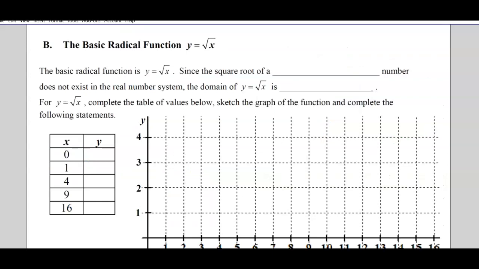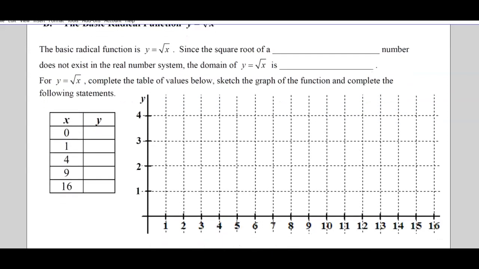So there's your base graph. Root x. Gotta know it just like you did for y equals x squared. You shouldn't have to plot a table of values. There's one there if you need it, but you should know that you can kind of do the table of values in your head, right? Choose x values that are perfect squares, and then take the root of them. Positive root, because there's nothing in front, which means positive.